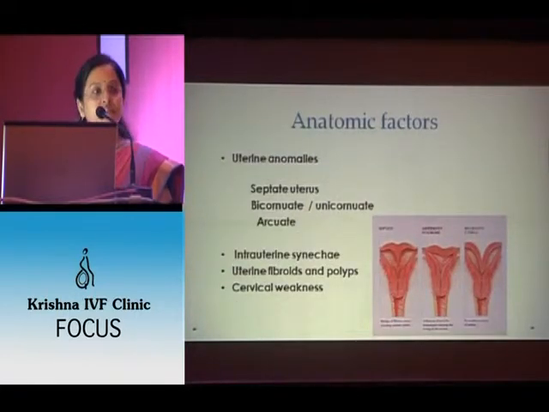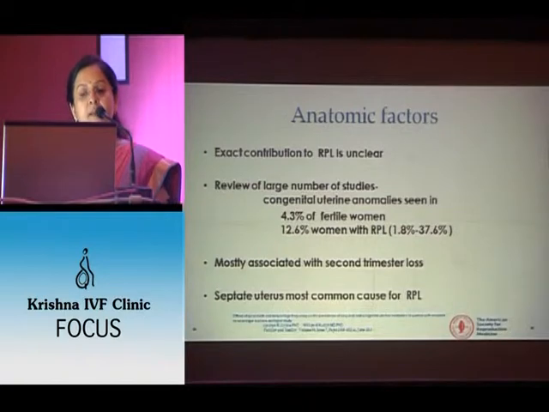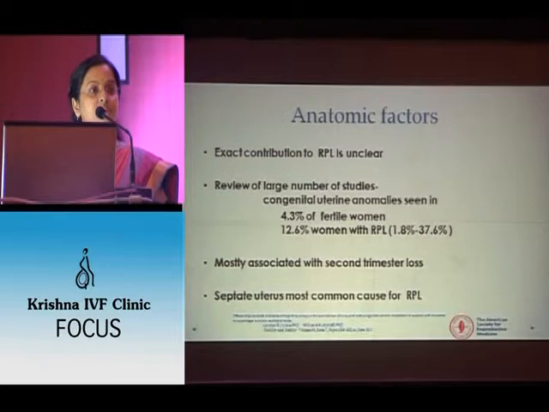Moving on to the anatomic factors, uterine anomalies, intrauterine synechiae, uterine fibroids and polyps, and cervical weakness do have a risk for recurrent pregnancy loss. The exact contribution of anatomical factors for recurrent pregnancy loss is unclear. But according to a review of a large number of studies, congenital uterine anomalies are seen in 4.3% of normal fertile women, and 12.6% of the women with recurrent pregnancy loss. And the range is around 1.8% to 37.6%.